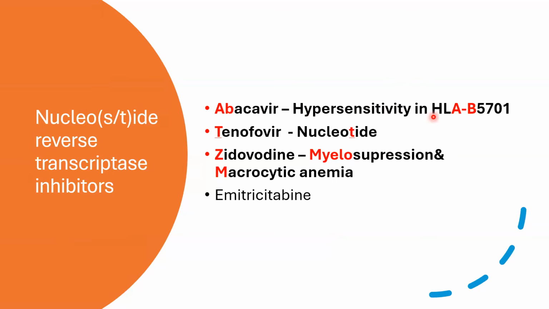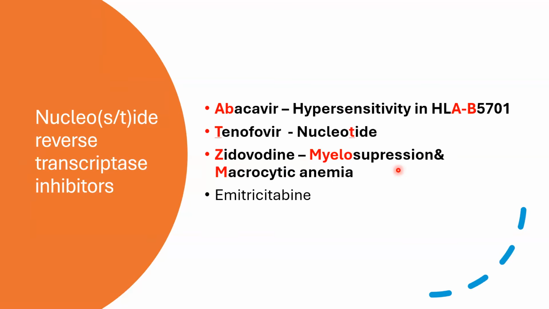Abacavir, you need to remember HLA-B*5701, okay? So AB is here, AB here. What does this mean? In patients that are positive for this gene, they're very likely to develop a hypersensitivity reaction when they're given this drug. Okay, so you need to keep that in mind. Tenofovir, what you need to know is it's the one that's a nucleotide. And then for zidovudine, it leads to myelosuppression and macrocytic anemia.